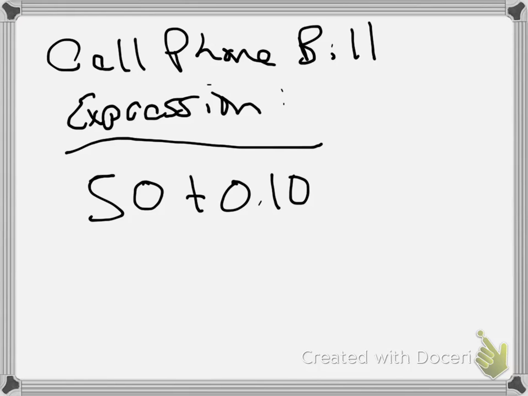But we don't know how many minutes we're going to go over our limit, so it's 10 cents times this value that's going to change, and we call that value x, and that represents the number of minutes that we go over. So that's our expression that expresses our cell phone bill.